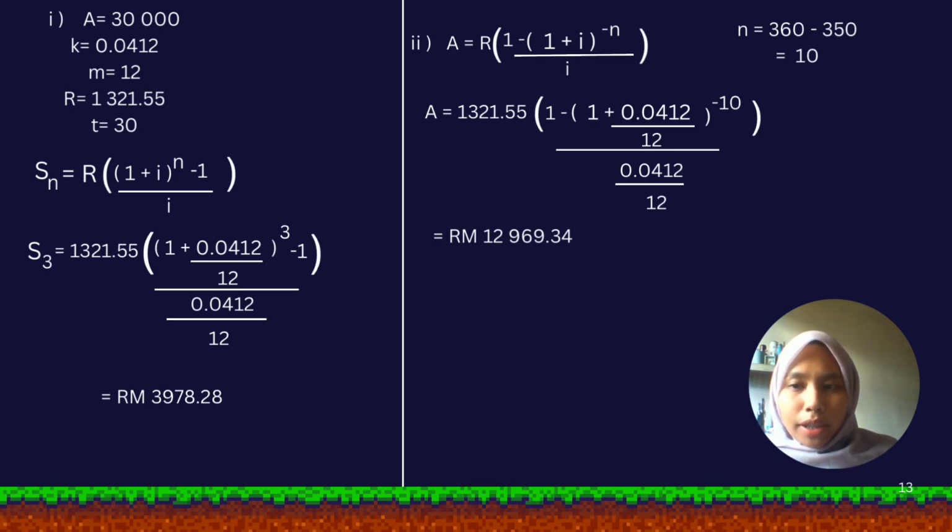Next, question (ii). We will use the formula A equal to R[1 - (1 + i)^-n] divided by i. After that, we will write the values into the formula. We will get the answer A equal to 12,969.34.